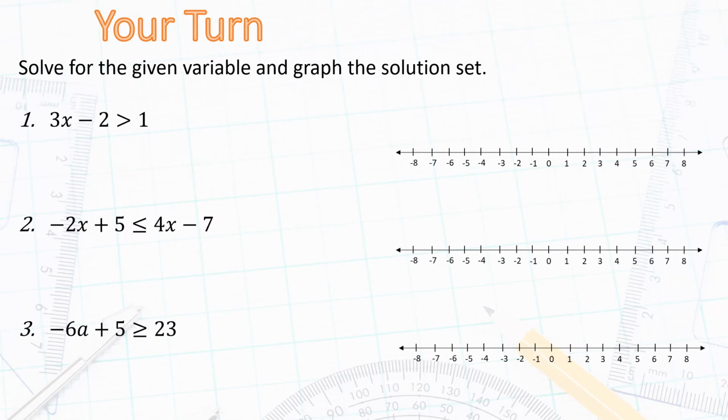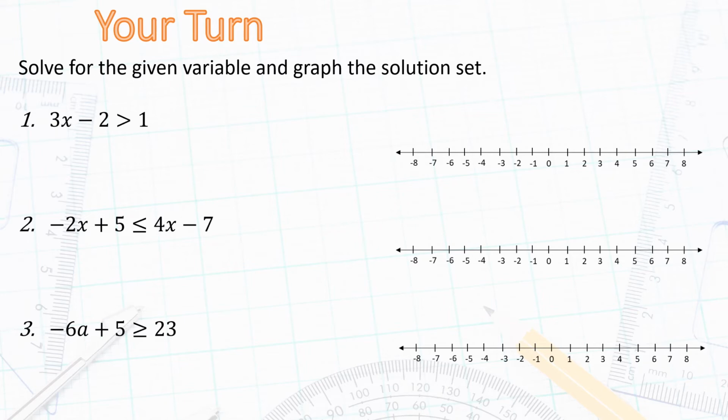All right, so let's take a look at some examples that you are going to do. So you're going to solve the inequality and then graph the solution set as well. You've got 3 problems to practice. Watch out for multiplying or dividing by a negative number. Pause the video, try it out, and come back and see how you did.